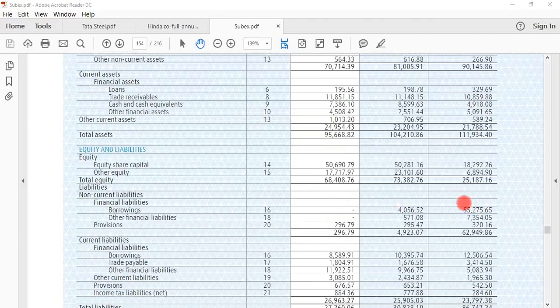Right? That's because this entire thing was a convertible loan. A convertible loan can be converted into equity. So you will see what happens to the total equity share capital. New shares were issued. So the debt got converted to equity.